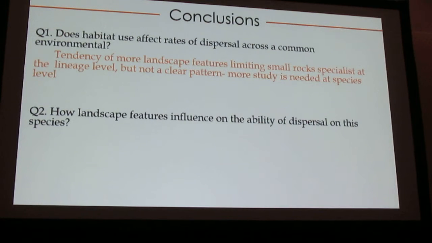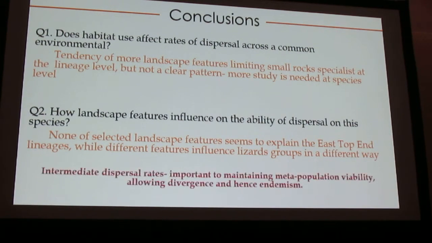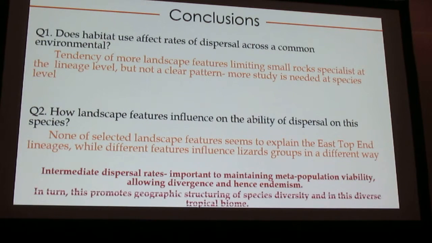And how landscape features influence the ability of dispersal of these species. We found that none of the selected landscape features seems to explain the east Top End lineages, while different features influence the lizards in different ways. So basically, we believe that intermediate dispersal rates are important to maintain metapopulation viability, since they allow the divergence and hence endemism of all these lizards. And this will promote the geographic structure of the species diversity in this really diverse region.